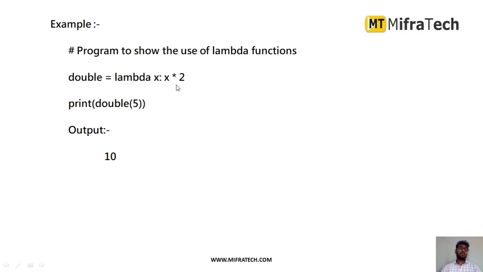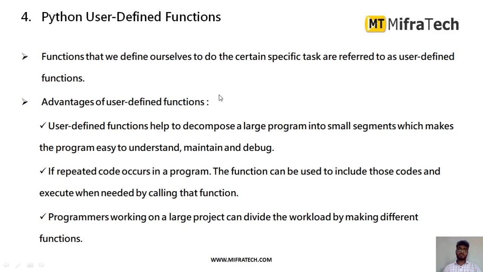It doesn't have any name, but I have stored it using a variable, double. So if I call this function like print(double(5)), it will take this 5 and the lambda function will do 5 into 2. So my final output will be 10. That output is stored in double. This is how a lambda function works.